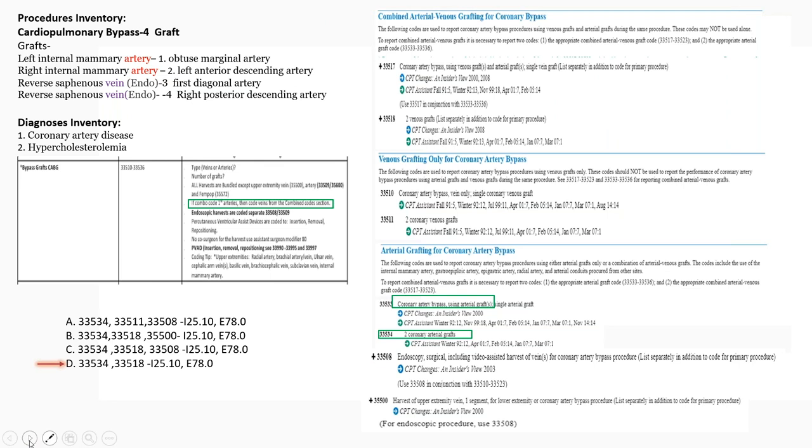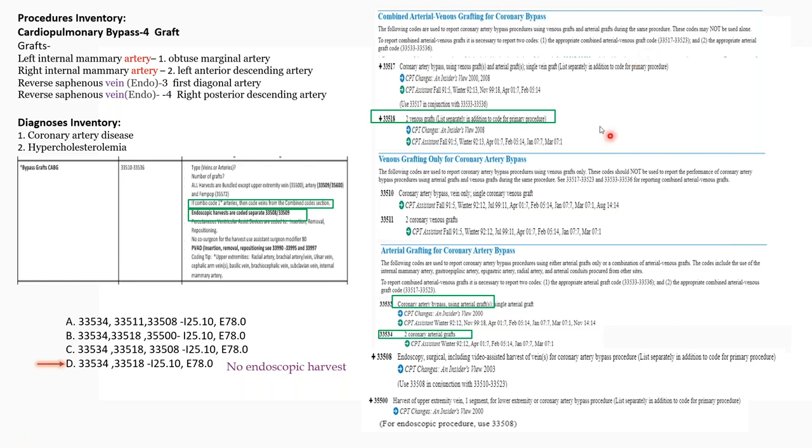And let's look at the next one, 33518, which is coding for coronary artery bypass graft using venous and arterial graft, two venous grafts. So this is also the correct code selection. But option D is wrong. Can you say why? Any guesses? Yes, there you go. It has no code for endoscopic harvest of the veins. That's why option D is a wrong one. That's a good catch of the guidelines. Coders, good work, good observation.